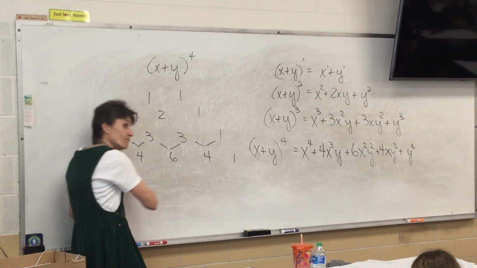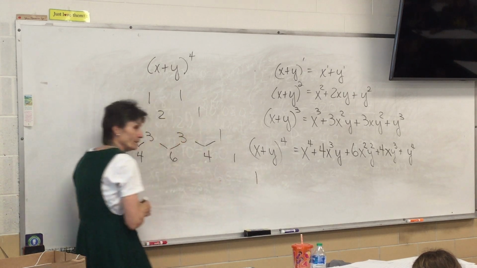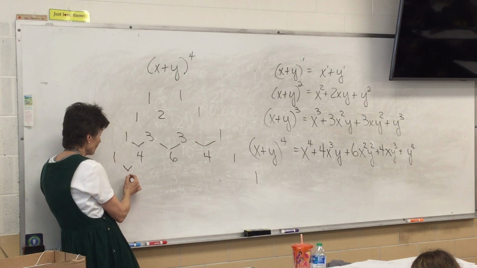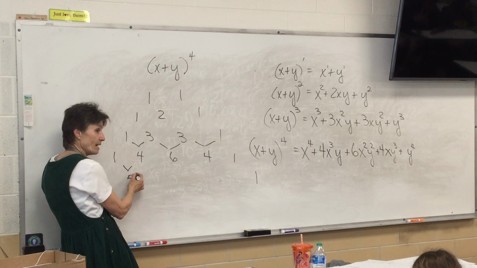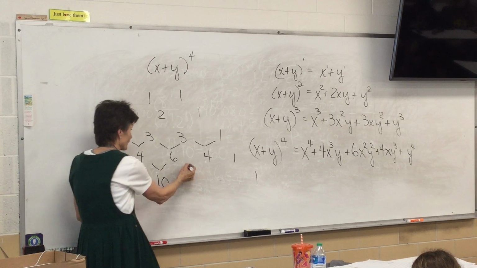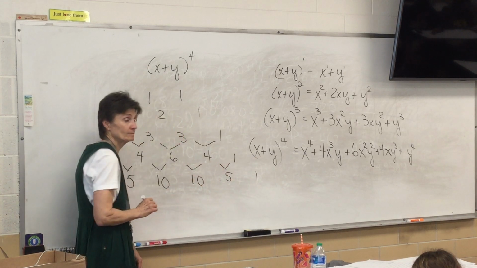So tell me what the fifth row looks like. It starts with a 1, ends with a 1, and you're going out. It's making a triangle. So the next number here is going to be 5, and then 10, and 10, and 5 and 1.